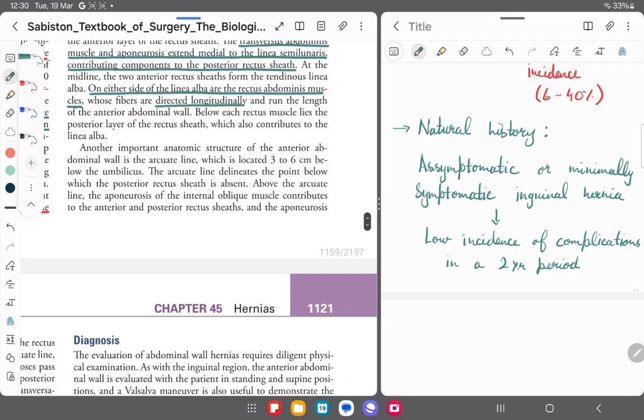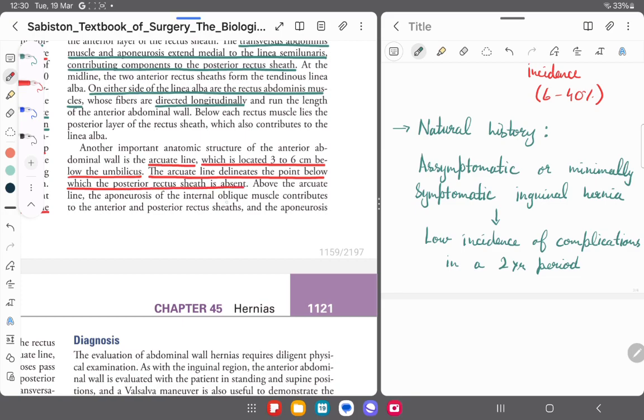Another important anatomic structure of the anterior abdominal wall is the arcuate line. So, where is the arcuate line? It is located 3 to 6 centimeters below the umbilicus. This is important. The arcuate line delineates the point below which the posterior rectus sheath is absent.